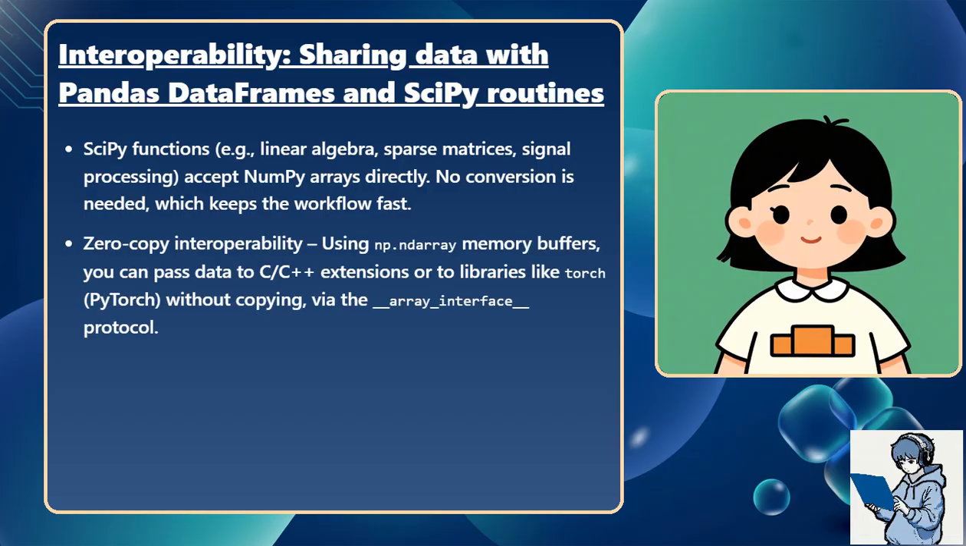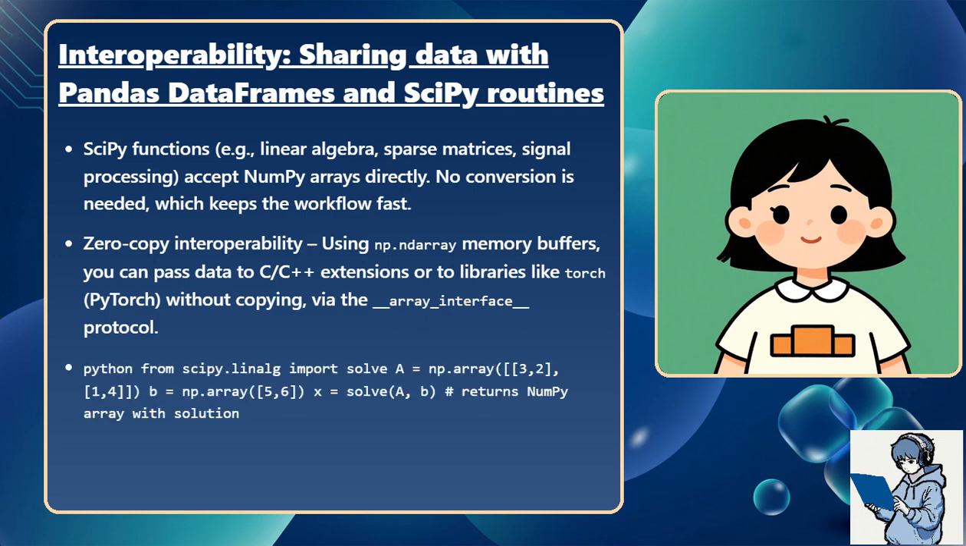Zero-copy interoperability. Using NumPy's array memory buffers, you can pass data to C or C++ extensions or to libraries like Torch, which is PyTorch, without copying, via the array interface protocol. Import the solve function from scipy.linalg. Define matrix A as a NumPy array containing rows 3, 2, and 1, 4. Define vector B as a NumPy array containing 5 and 6. Compute x by calling solve with arguments A and B, which returns a NumPy array with the solution.